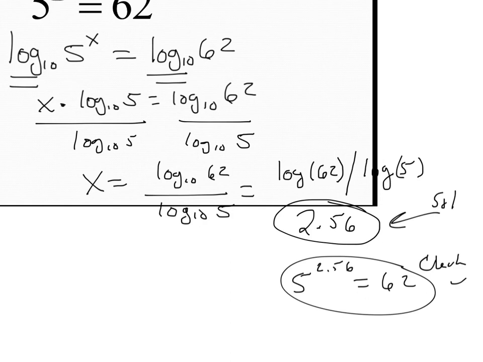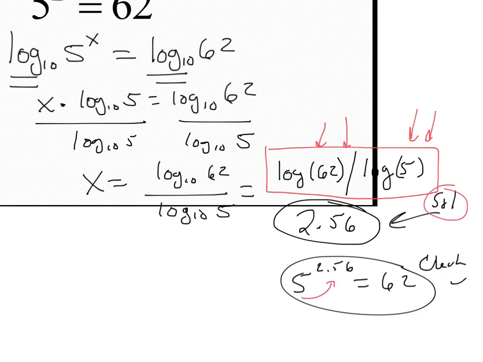Okay, so what I have here is what you're going to enter on your calculator. Please make sure that you put parentheses around the log of the number, and then put parentheses around the denominator, and it ensures that you follow order of operations on your calculator. We're going to get our solution, which is 2.56, and we can do a check by raising 5 to the 2.56, and that's going to equal 62. So that's how we're going to work with a logarithm to solve for an exponent.